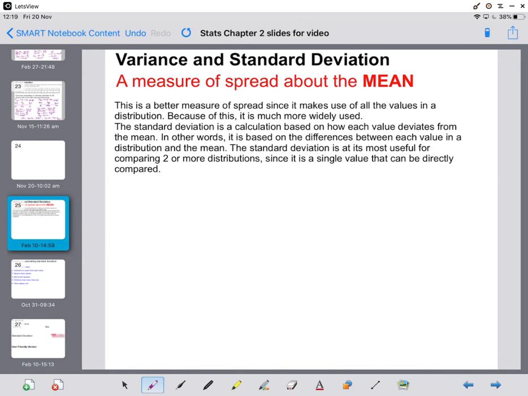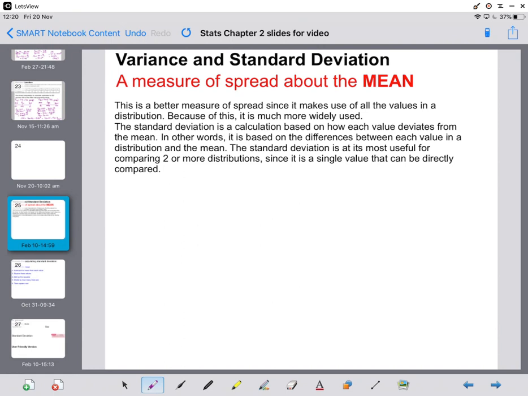So let's start to discuss what we mean by variance and standard deviation. So far in this unit, we've looked at a measure of spread from the median. We're now going to start to look at a measure of spread from the mean. This is a better measure of spread because it actually uses all the values in the distribution. Remember what we said when looking at the advantages and disadvantages of the mean and the median earlier in this unit. Because of this, it's more widely used.